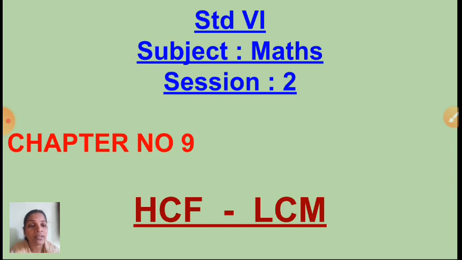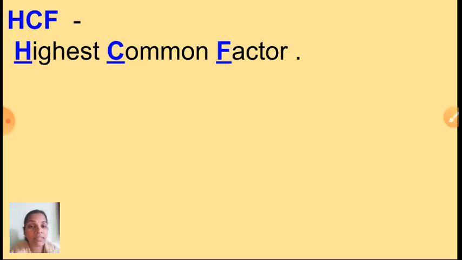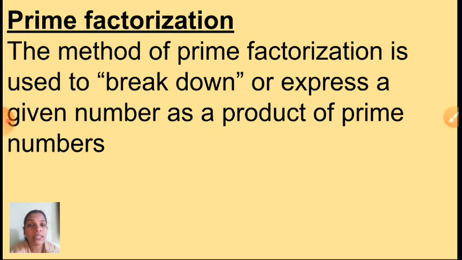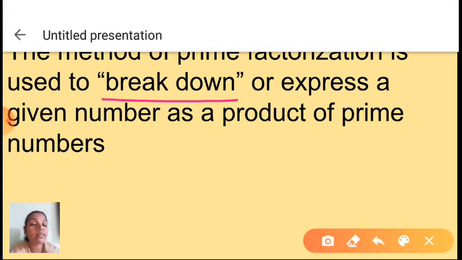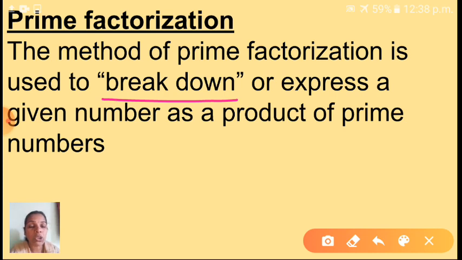Okay, are you ready, children? So HCF means how we get to find the HCF of the given numbers. Okay, that means here I will introduce one new method. That method is prime factorization. Prime factorization means it is used to break down or express a given number as a product of prime numbers. Okay, so that given number you have to break into a product of prime numbers.